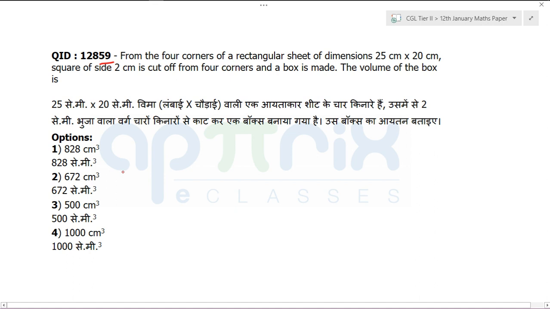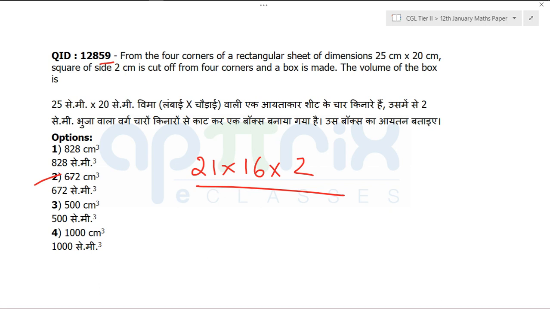Question number 59. It says from the four corners of a rectangular sheet of dimension 25 by 20, squares of side 2 centimeter are cut from four corners and a box is made. What we have to tell is, what is the volume of the box? If you can visualize, you can easily write the values, and then easily you can get the answer to be 672. Again, actual calculation is not required. The only thing required is visualization, and I'm going to show you how I did the visualization.